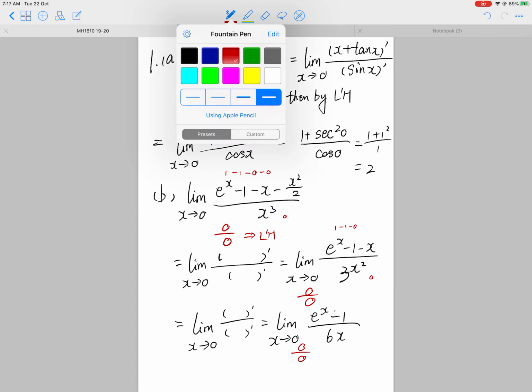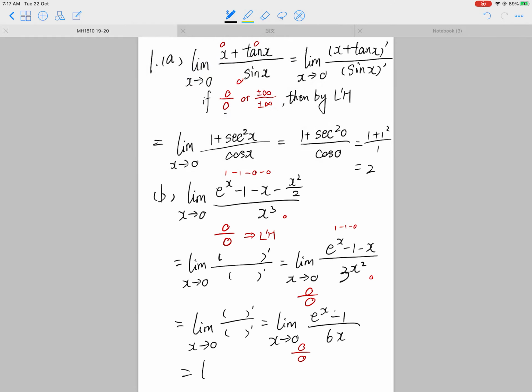So what can you do? You can use L'Hopital's rule again. The top's derivative is e to the power of x. The bottom's derivative is 6. Finally, when you sub in, it is 1 over 6. So you can see you can use L'Hopital's rule multiple times as long as the condition is satisfied.